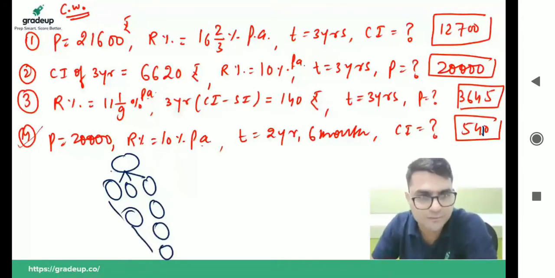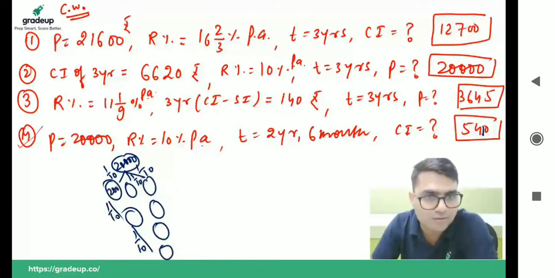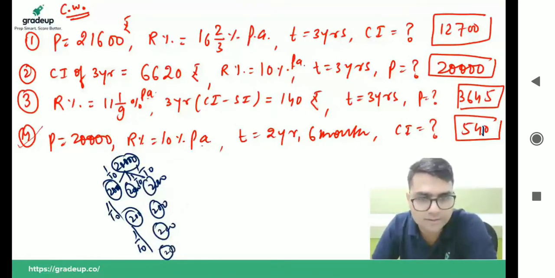Structure. This is 1 by 10, 1 by 10, 1 by 10, 1 by 10, 1 by 10. Okay. This is 20,000. This is 2,000, 2,000, 2,000. This is 200. This is 200. This is 200. And this is 20. All right.